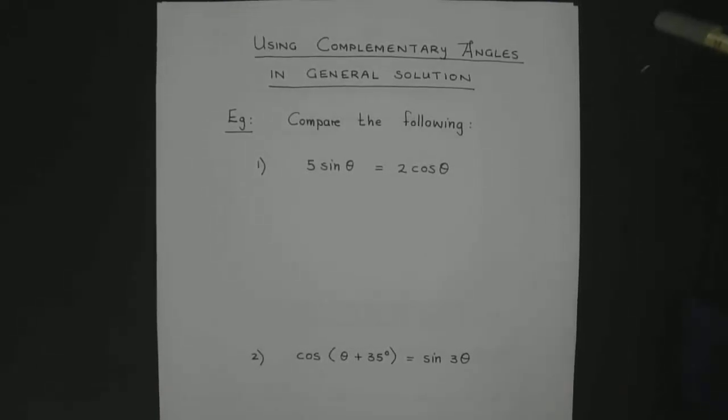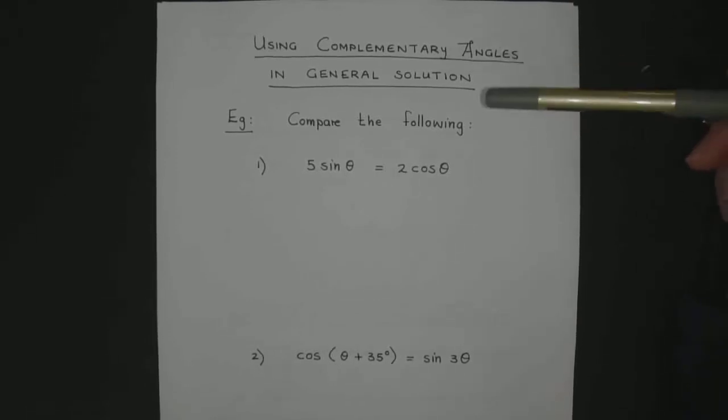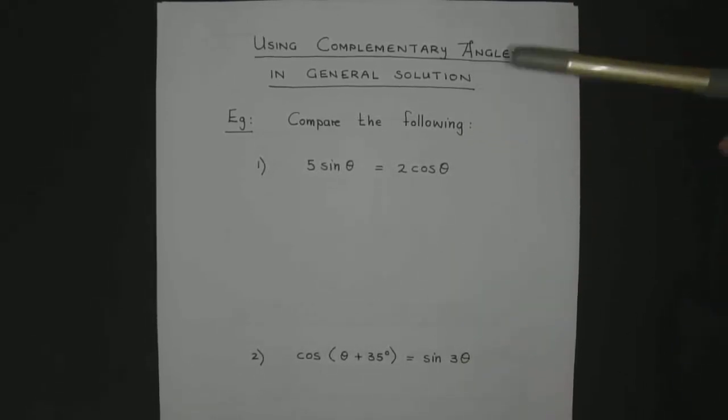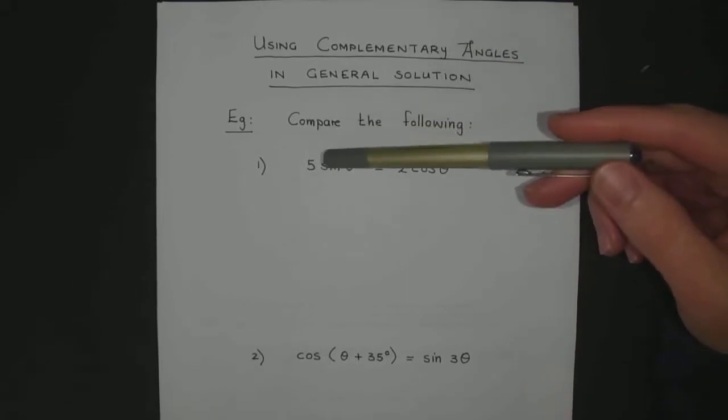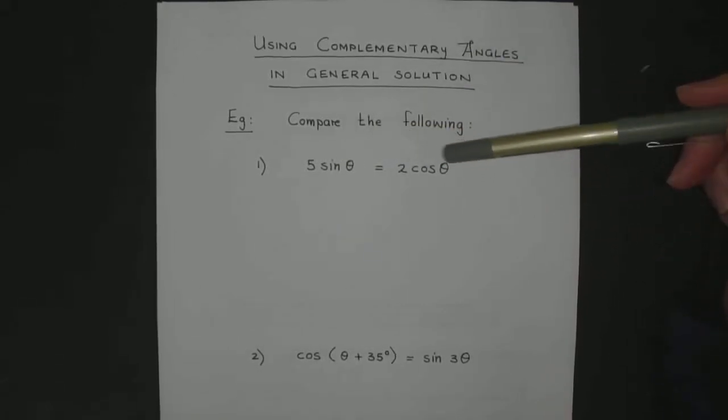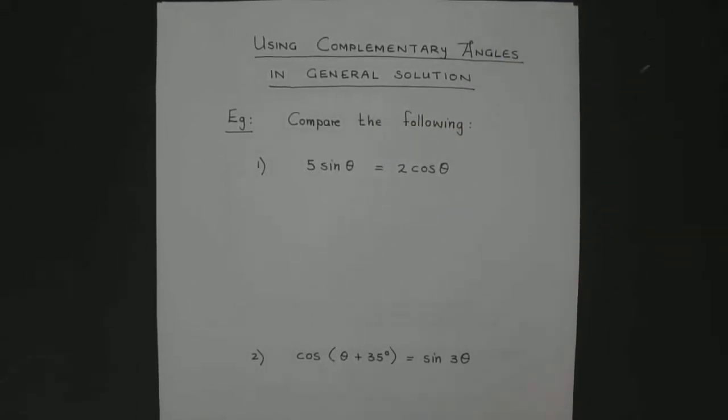I'm going to discuss using complementary angles in a general solution. So in order to discuss these specific type of general solution sums, we first have to compare the following two problems. In the first problem it says 5 sine theta is equal to 2 cos theta. And in the second problem it says cos of theta plus 35 is equal to the sine of 3 theta.